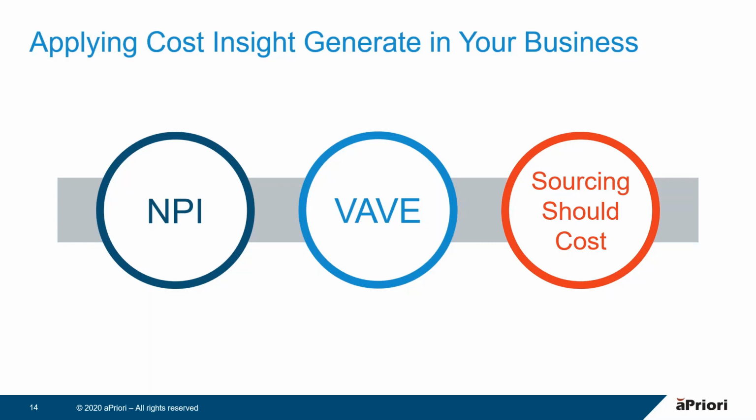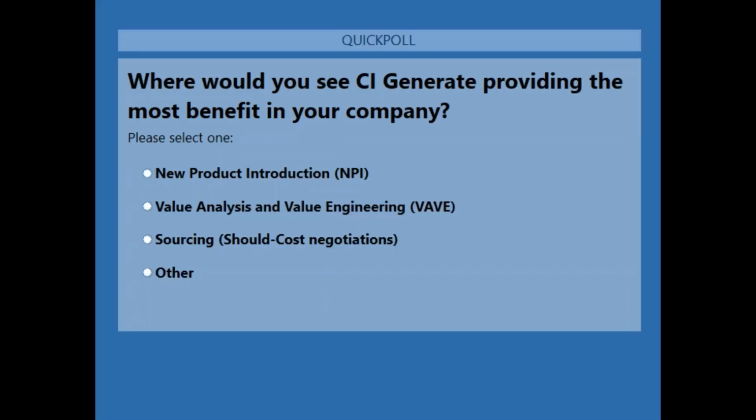So we think CIG can certainly be effective in a broad set of use cases within your organizations. That leads us into our last polling question, where we'd like you to tell us which of these three use cases you think would provide the biggest benefit for your company if you're using CI Generate. Your answers will, as Julie mentioned before, help drive requirements for CI Generate going forward. So if you want to start your polling now.